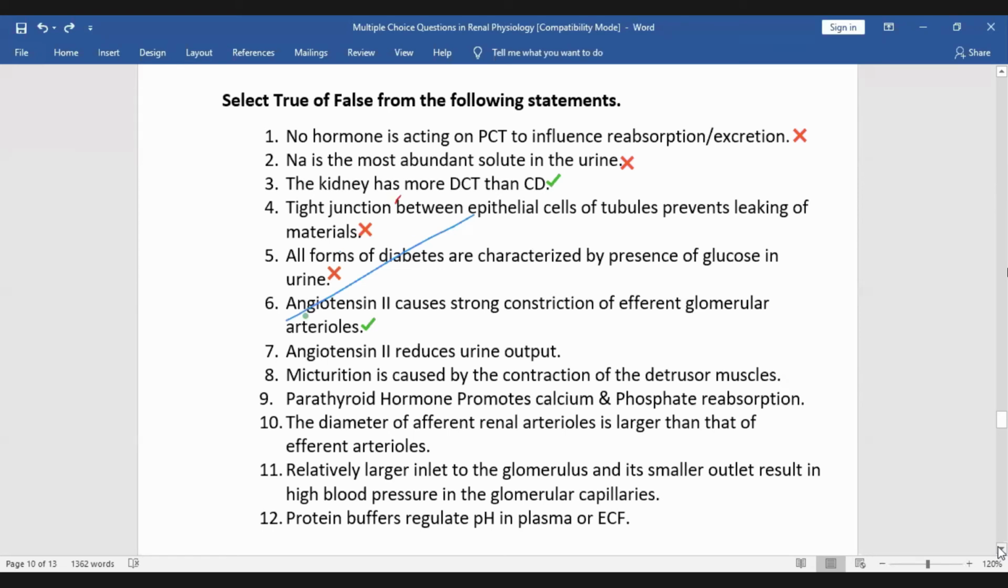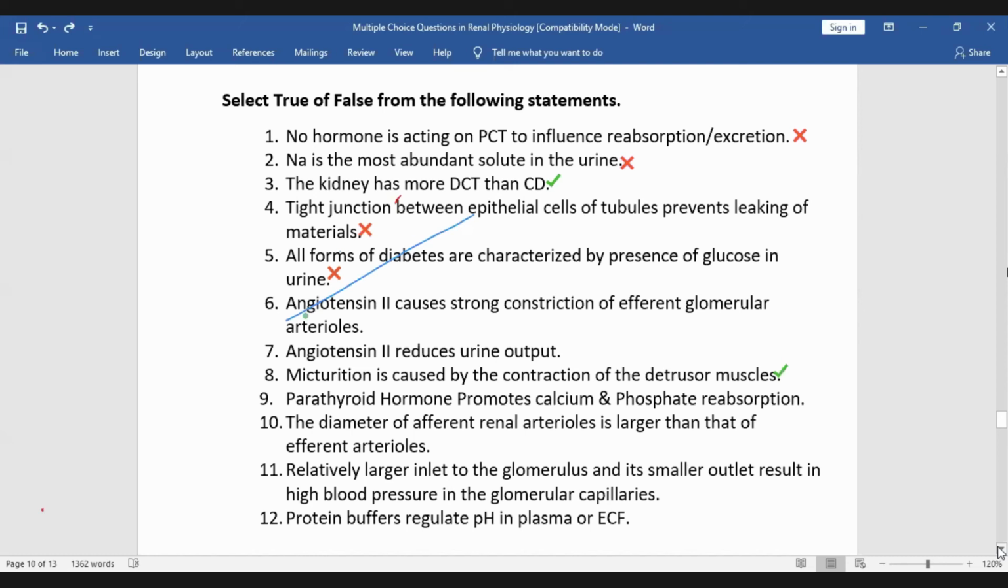Micturition is caused by the contraction of the detrusor muscles. Correct. Parathyroid hormone promotes calcium and phosphate reabsorption. That is, I was talking to you in the beginning. No, the parathyroid hormone promotes the calcium reabsorption, but phosphate excretion.